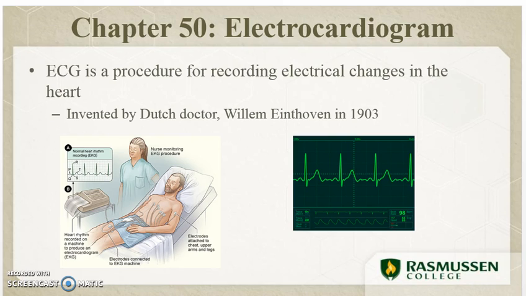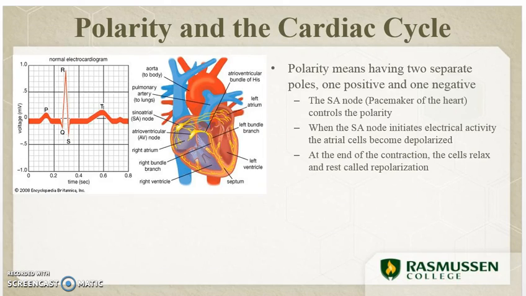Upward would be positive, downward would be negative. So now that you understand what an ECG is, we need to discuss polarity on the cardiac cycle. The cells of the myocardium produce electrical charges as a result of polarity. That simply means that there are two separate poles. One is positive and one is negative.